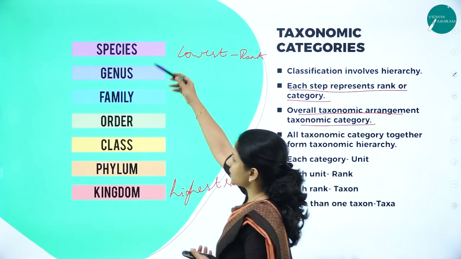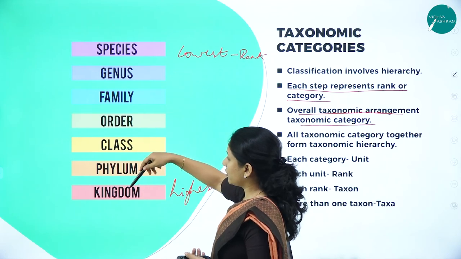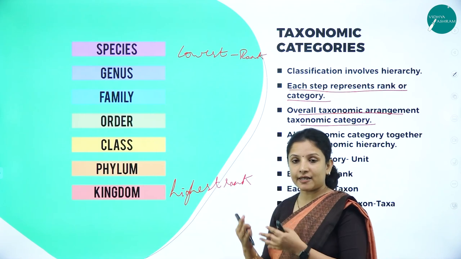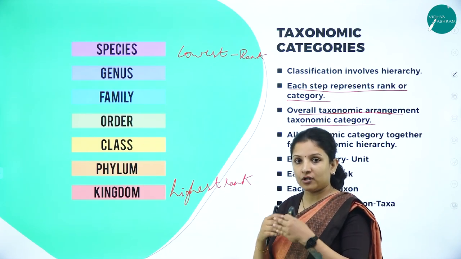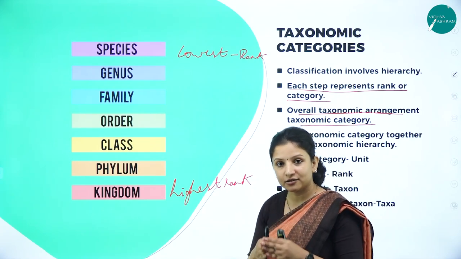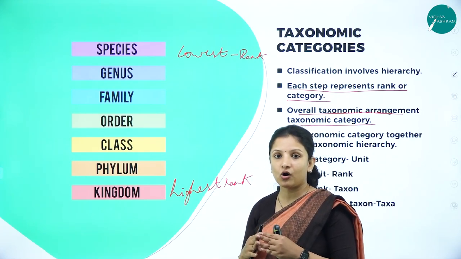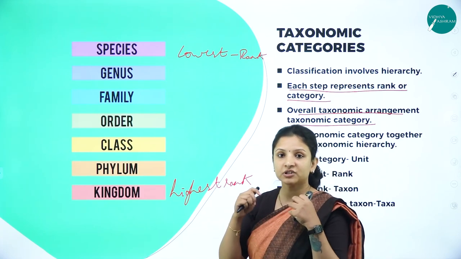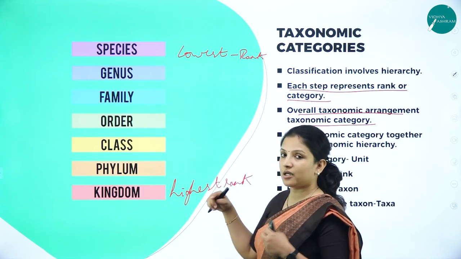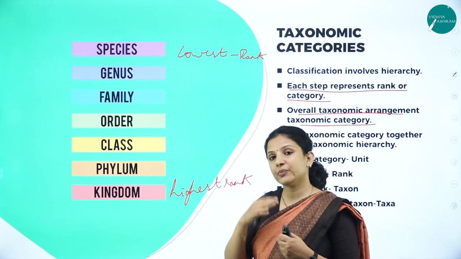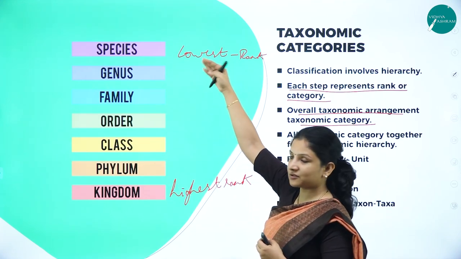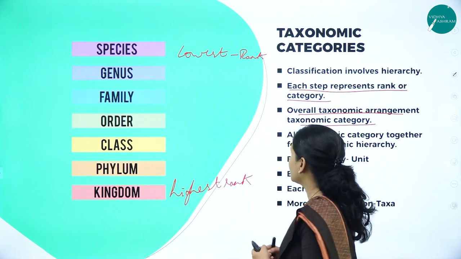So the way you arrange it is either in an ascending order or in a descending order. Ascending order means from smaller to bigger. Descending order means from bigger to smaller, right? So in the exam, if they ask, classify the organism, write the taxonomic categories in ascending order, you will be writing it from smaller to bigger, right? That is species, genus, family, order, class, phylum, kingdom is ascending. Descending means from bigger to smaller, wherein kingdom, phylum, class, order, family, genus, species is descending order. So that is how it is written.